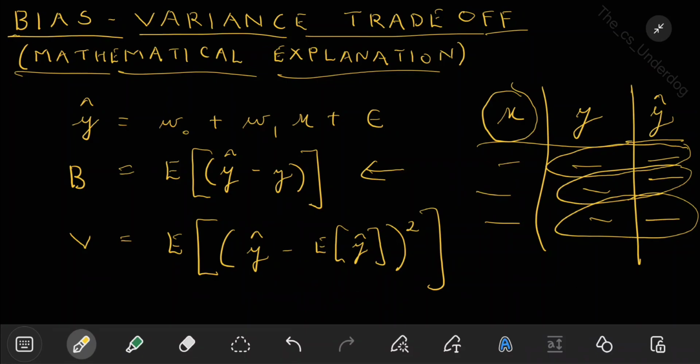If you understand this logically, expectation of y cap is what you actually want the model to find out.